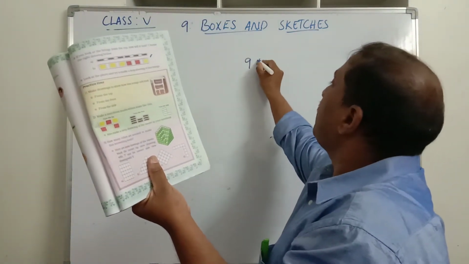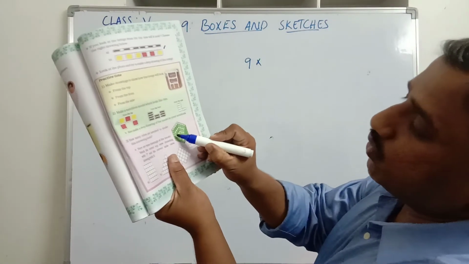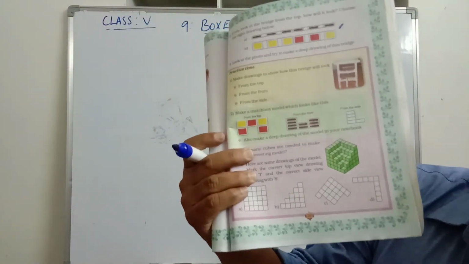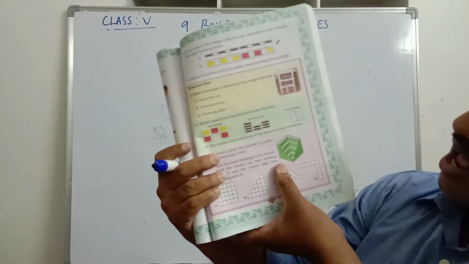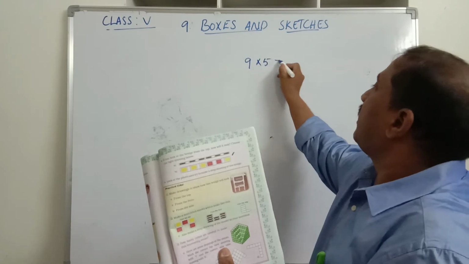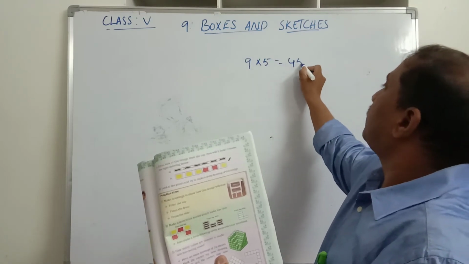Like this, how many layers are there? 1, 2, 3, 4, 5. 5 layers. Each layer is having 9 cubes. 5 layers are there and each layer is having 9 cubes. That is 9 into 5. That is 9 5s are 45.